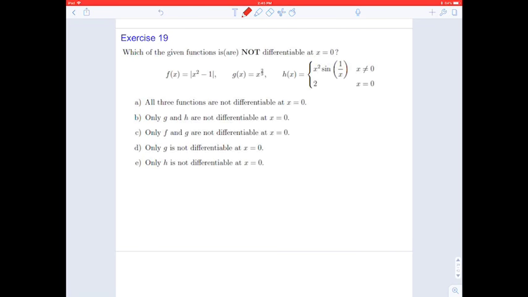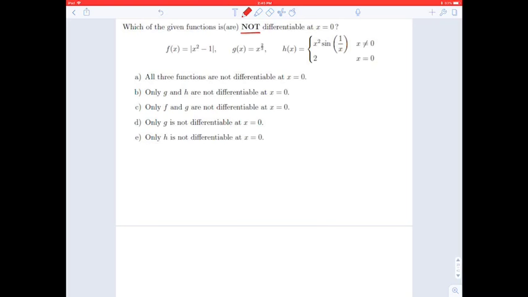Which of the given functions is not differentiable at 0? I don't know if we really need some formulas, but let's test everything we know so far about derivatives. That means we have to find which function f, g, or h is not differentiable at 0.